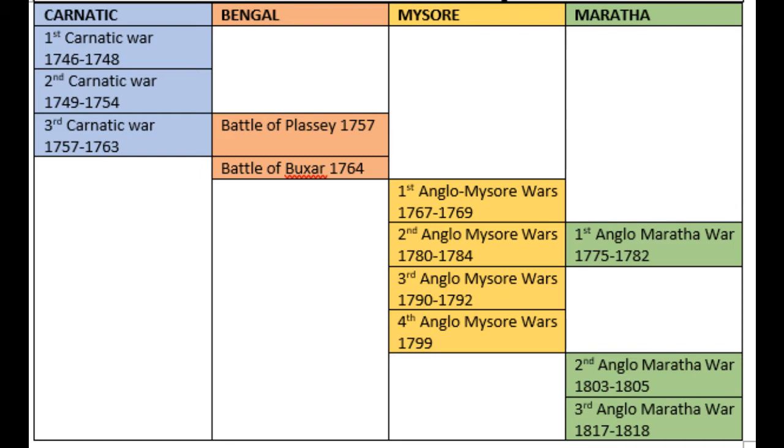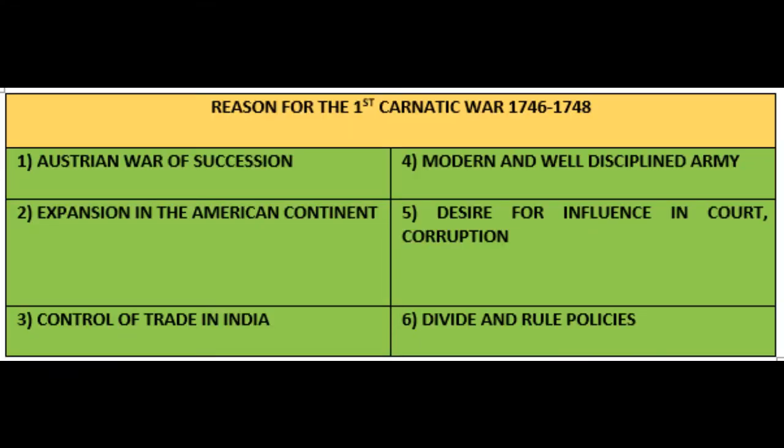From 1744 to 1763, a period of almost 20 years, the French and the British waged brutal wars. The First Carnatic War, 1746 to 1748. The three main reasons for the First Carnatic War. Number 1. The Austrian War of Succession in Europe was taking place in 1740, and the echoes of that were felt in India as well. Number 2. English and French were fighting for expansion of colonies in the American continent. Number 3. The control of trade in India in view of the decline of the Mughal Empire.